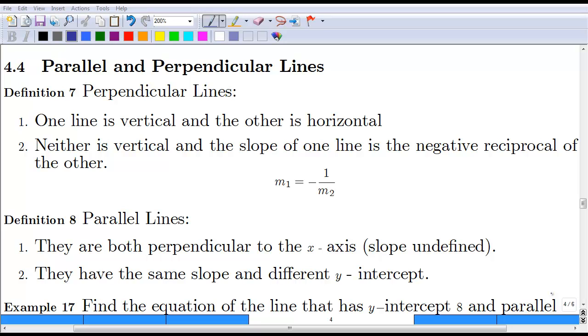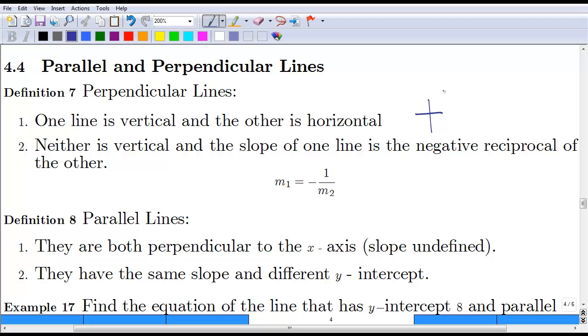Well, that would be a geometric interpretation of it, and we're going to talk about the algebraic interpretation of it, which is that either one line is vertical and the other is horizontal, similar to the x and y axes. In that case, the horizontal line has a slope of 0, and the vertical line has an undefined slope. Or neither is vertical, and the slope of one line is the negative reciprocal of the other. In other words, if you have one slope, you flip it over to get the reciprocal and then switch the sign on it, and you get the slope of the perpendicular line. So that is how we define a perpendicular line.